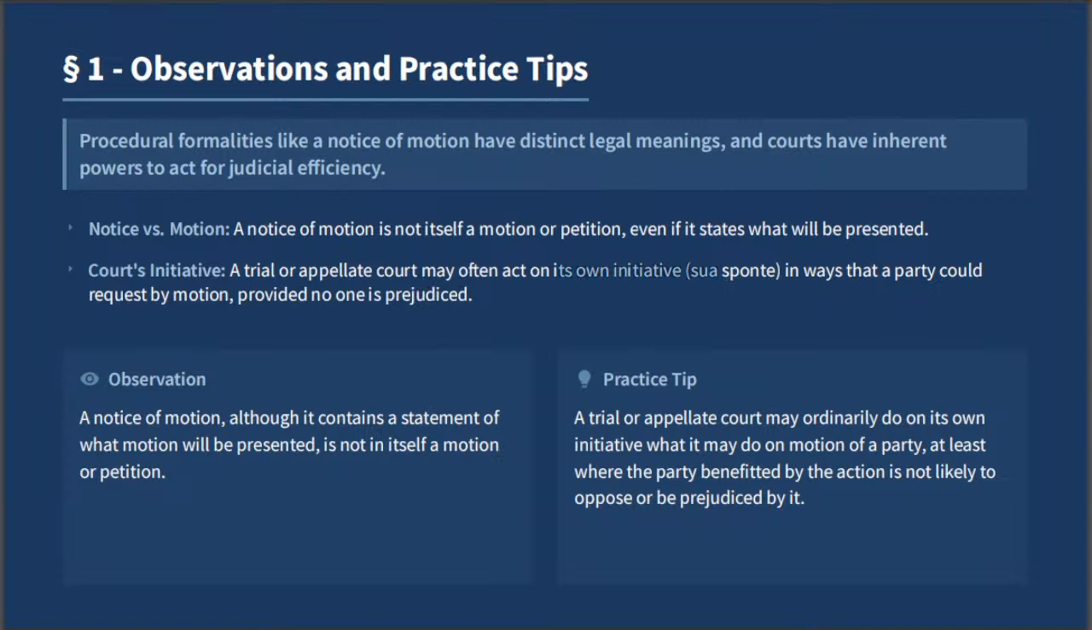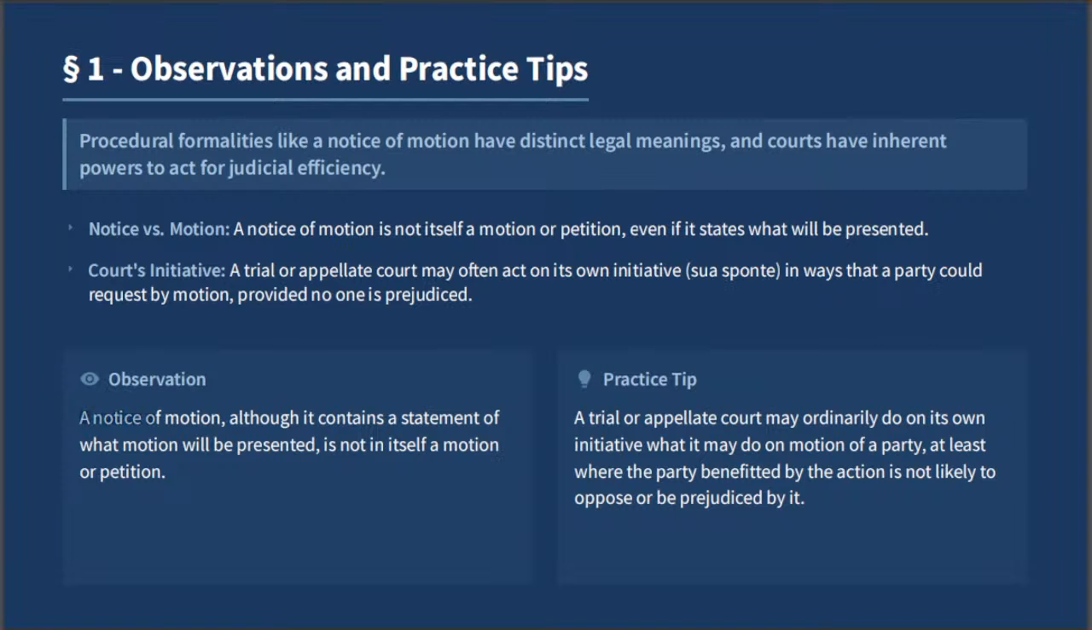So the court can, on its own initiative, act in ways that a party normally would request by motion, but as long as no one's prejudiced, and I guess everyone agrees to it and consents or acquiesces, then the judge can act sua sponte and act in ways that a party normally would request by motion.